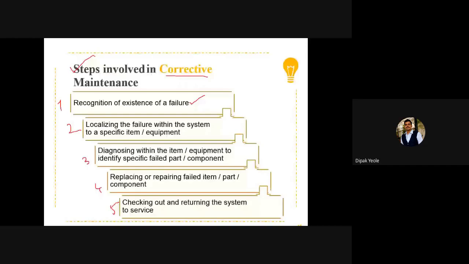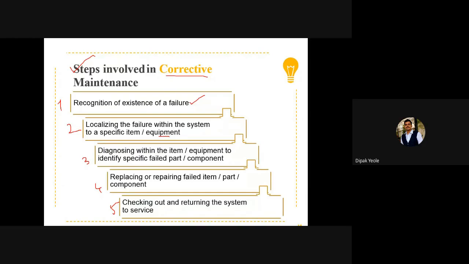Now there are steps, obviously, to do corrective maintenance. So what is the first step? This is the sequence: first, second, third, fourth, and fifth. For the first step, we have to recognize the existence of failure. We have to identify where the failure has occurred. Then we have to localize the failure within the system to a specific item or equipment. If the system is very complex, then we have to recognize the part or area first, and then identify or localize the equipment.